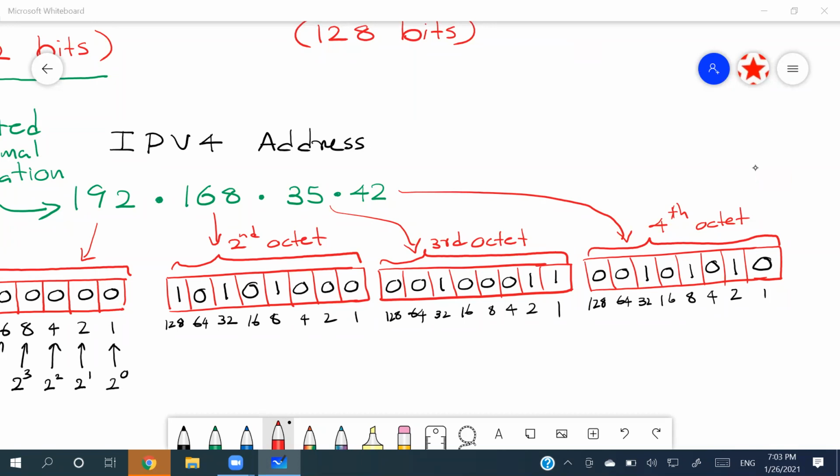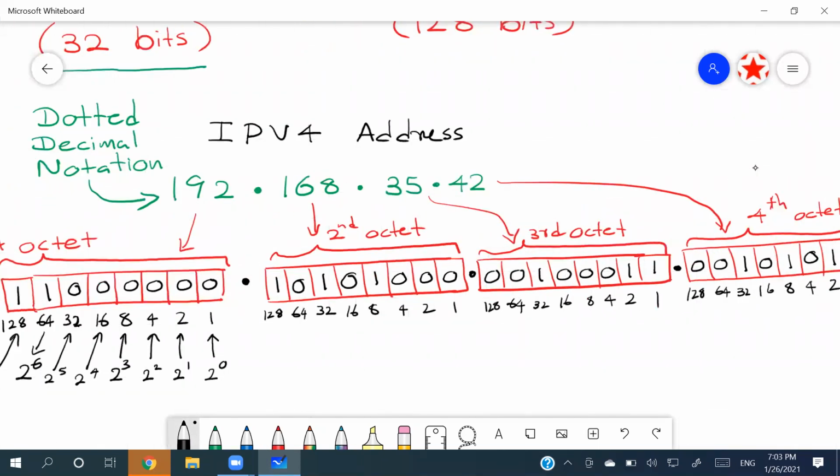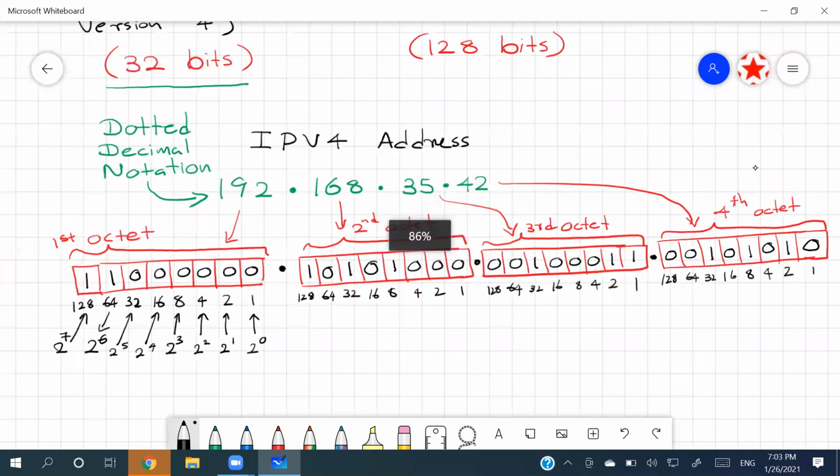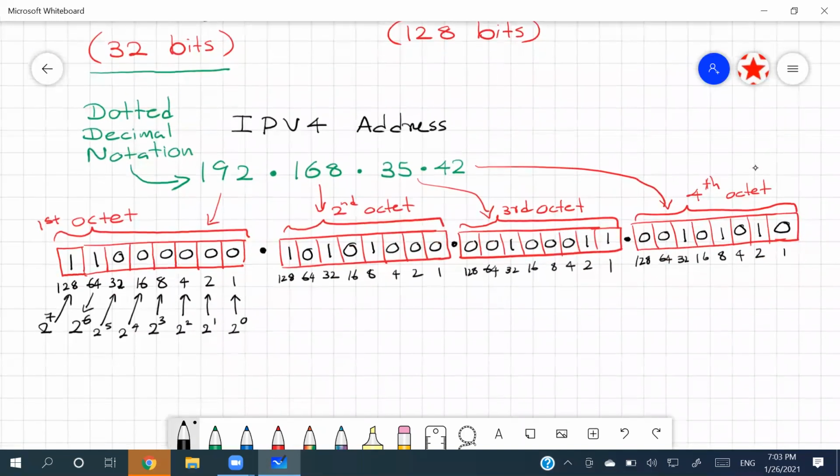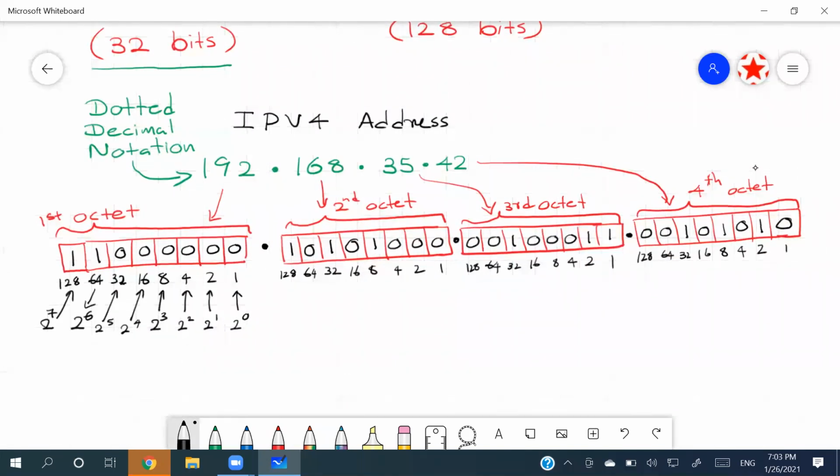Right. So dots will be placed in between these places to show this is the representation of dotted decimal notation. Right. So it's better you write this down. I'll minimize the screen a little bit. Yeah. So copy it down.